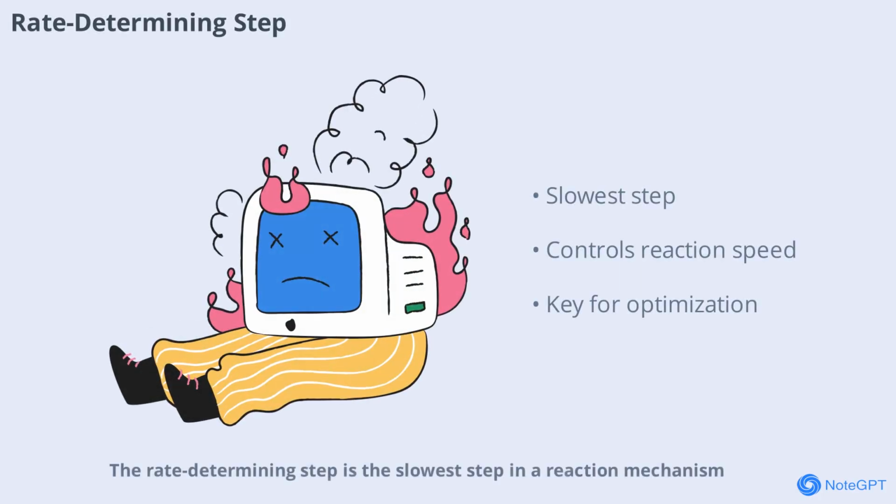The rate-determining step is the slowest step in a reaction mechanism, setting the pace for the entire process. Identifying this step is crucial for understanding how to speed up or control a reaction. Mechanisms often reveal which step is rate-determining by comparing the energies of transition states.